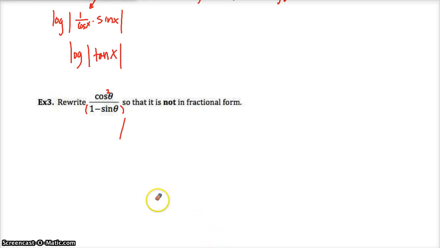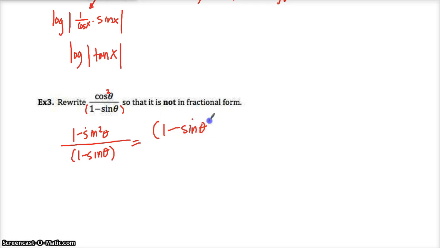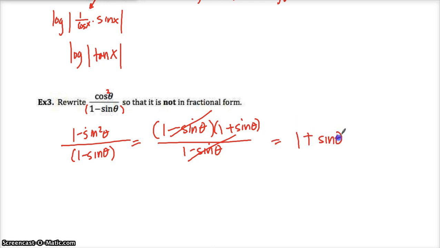If you have a cosine squared theta, you're going to replace the numerator with 1 minus sine squared theta. And then you can factor that numerator, right? It's a difference of squares, so that factors to be 1 minus sine theta times 1 plus sine theta, all over 1 minus sine theta. So you can cancel the 1 minus sine thetas, and you got rid of the fraction by just making it 1 plus sine theta. If you just have the regular cosine, which I don't think you do, but if you do, check the answer key for a different answer.